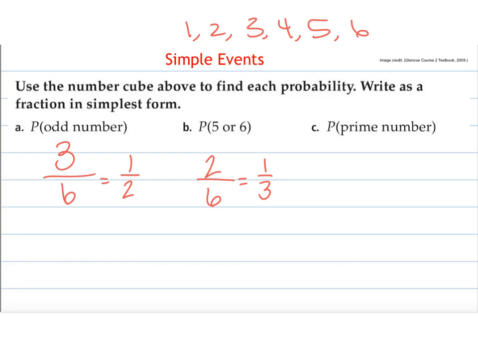The probability of a prime number. Well, thinking about prime, that means it's divisible by 1 and itself. It has 2 factors. So on our list, that could be 2, 3, or 5. Remember, 1 is not prime because its only factor is 1. So that's 3 numbers out of the 6 total, which is 1/2.